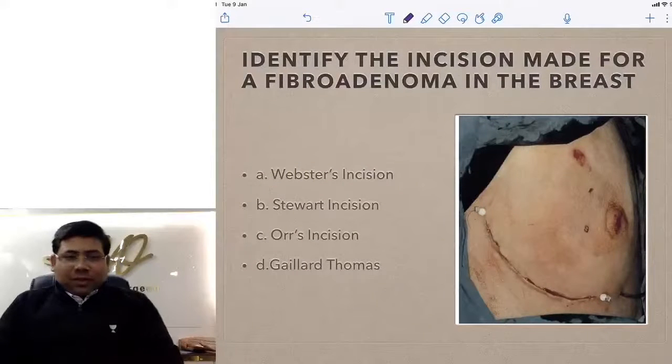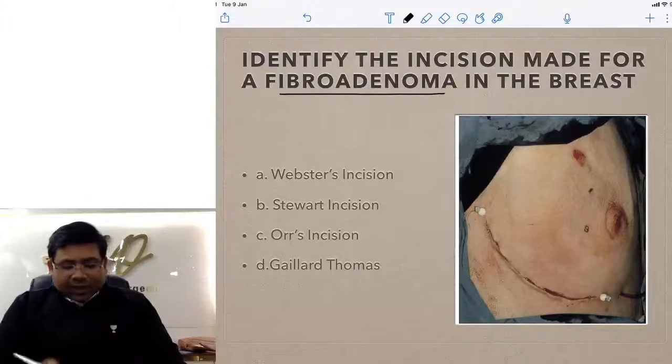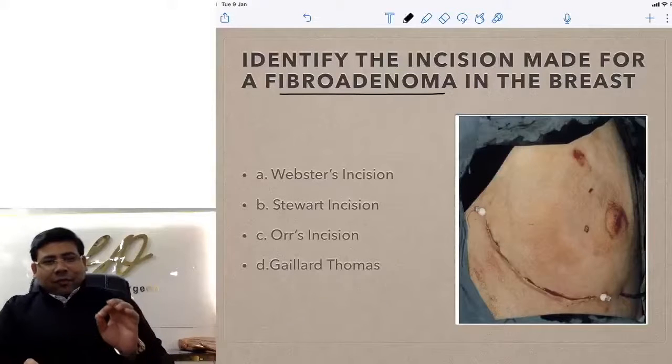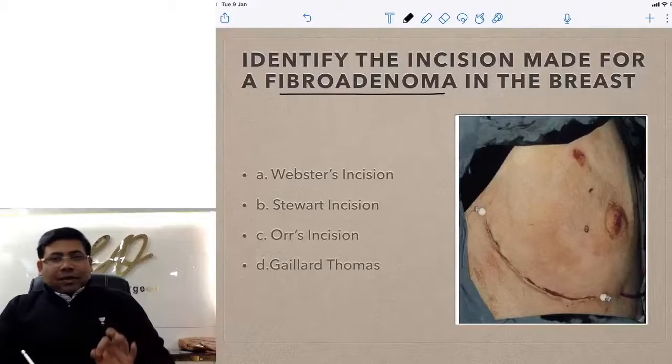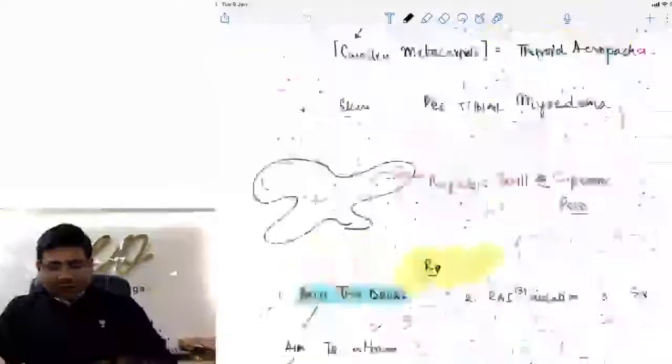What is fibroadenoma, students? Fibroadenoma is a benign condition. So whenever you are planning anything for a benign condition in the breast, the first and the foremost priority is the cosmesis. Yes or no? So cosmesis is of paramount importance. So let us just start this session with some interesting content.